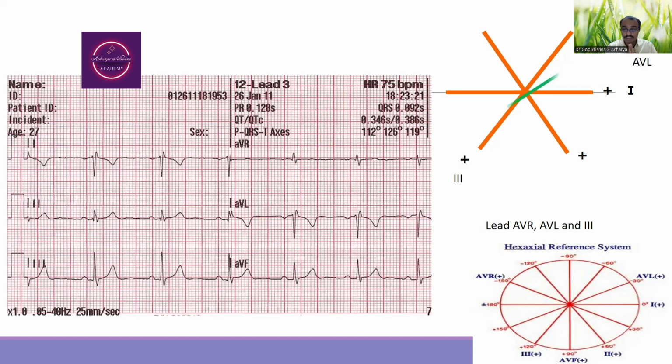Electrical axis will be towards plus 120. So that means as the electrical axis is lying between plus 110 to plus or minus 180, the electrical axis of this particular example is said to be having the right axis deviation.